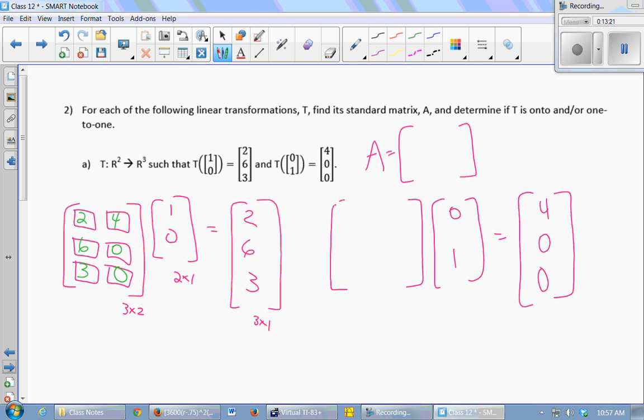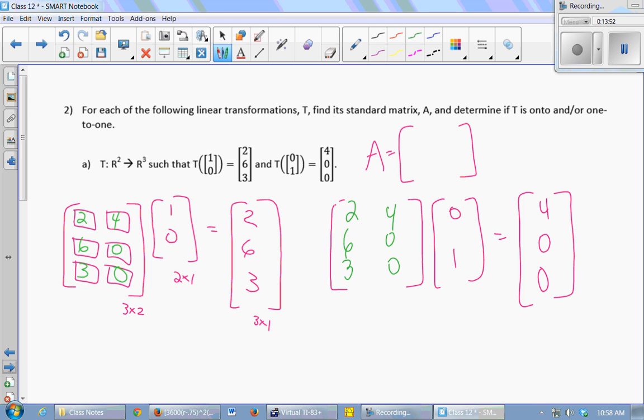So when you take the 2, 4 row and multiply by the 1, 0 vector, you get 1 times 2 plus 4 times 0, which gives you the 2. Right? So this whole right-hand column is going to get multiplied by 0, and I'm just going to get the 2, 6, 3 vector. And then if I do the same thing over here, 2, 6, 3, 4, 0, 0, my whole left-hand column is going to be multiplied by the 0 in this vector, and I'm just going to be left with the 4, 0, 0.